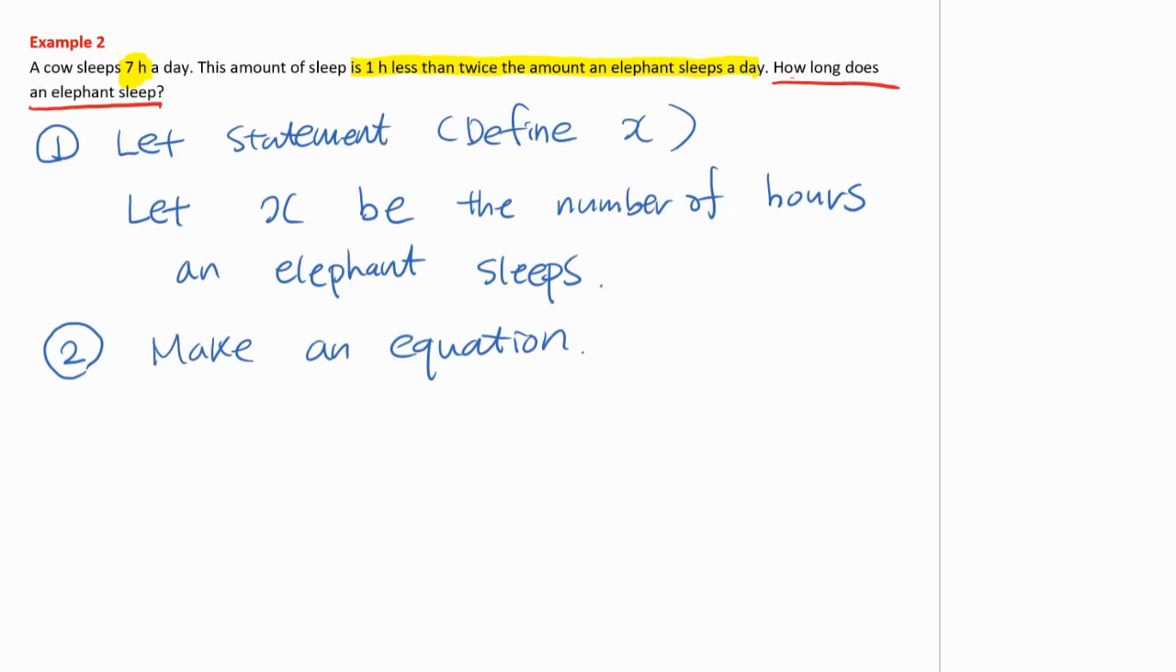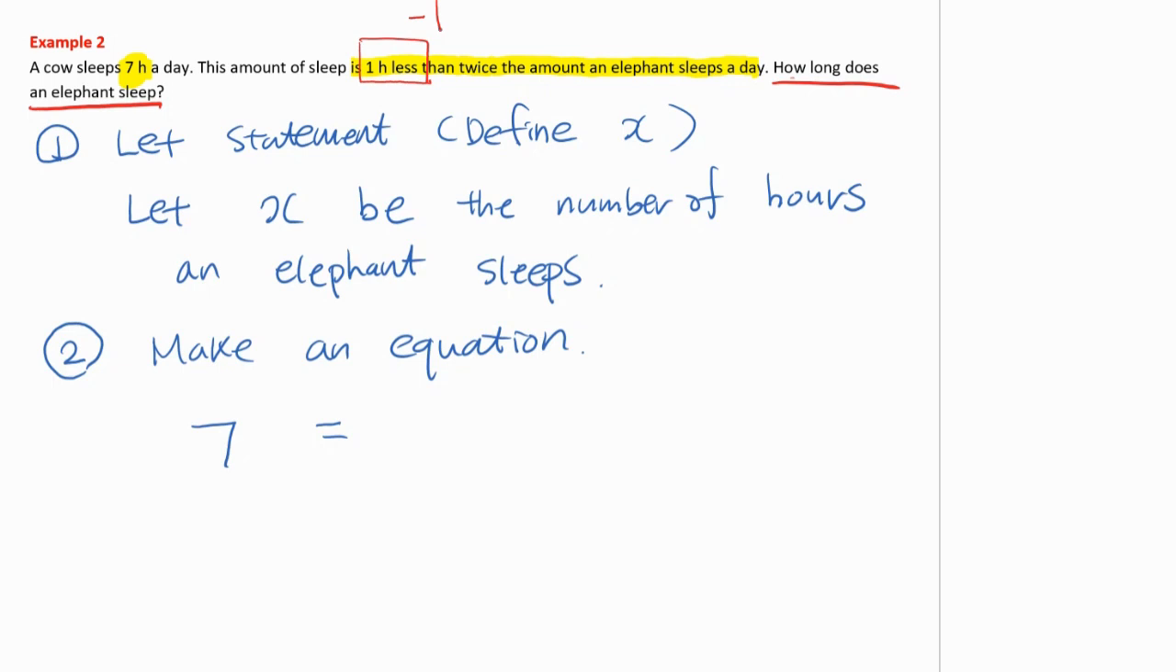Okay. The question says a cow sleeps 7 hours a day. And that is, so when you see is in mathematics, that is equal. So 7 hours. So 7 hour is 1 hour less than. So 1 hour less than. Is that subtraction or addition, everyone? So that is subtraction. So 1 hour less. That means you have to subtract 1.